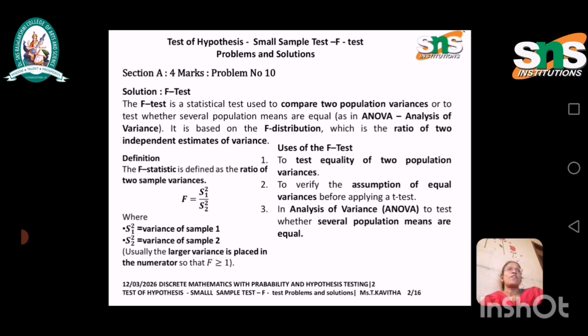The uses of F-test: to test equality of two population variances, to verify the assumption of equal variances before applying t-test, and in analysis of variance, to test whether several population means are equal.